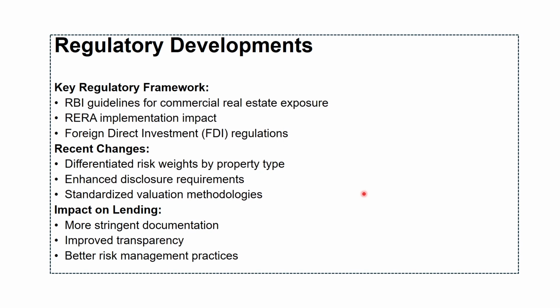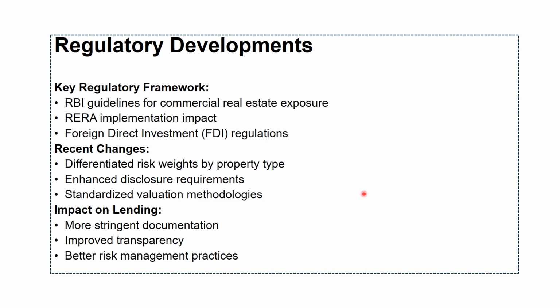Recent changes: differentiated risk weights by property type. We have seen that under commercial property itself there are subgroups of office, industrial, and hospitality. So the variation is of course being looked at more properly, and accordingly the decisions are made, including how you are utilizing a ratio, that depends on this. And these are coming through regulations.